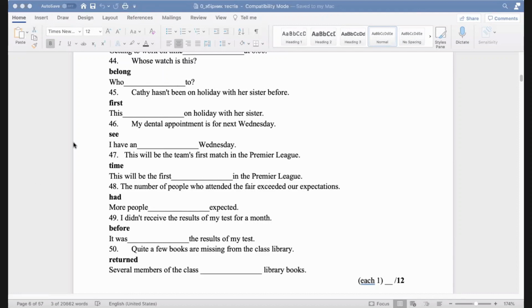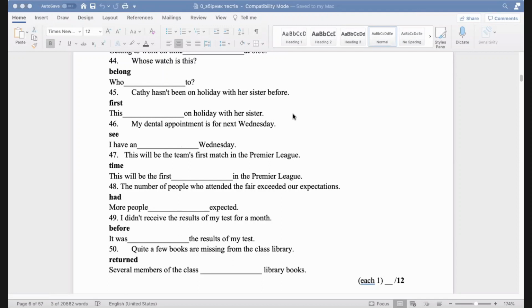Так, а якщо вона не була на святі до цього, то ми кажемо, що вона не була до цього, а зараз вона на святі з сестрою? Ну, не на святі, десь відпочивають, на відпустці. This is the first time Kathy has been on holiday with her sister. Перебуває, навіть якщо вона зараз там, але передаємо той же час. Добре.